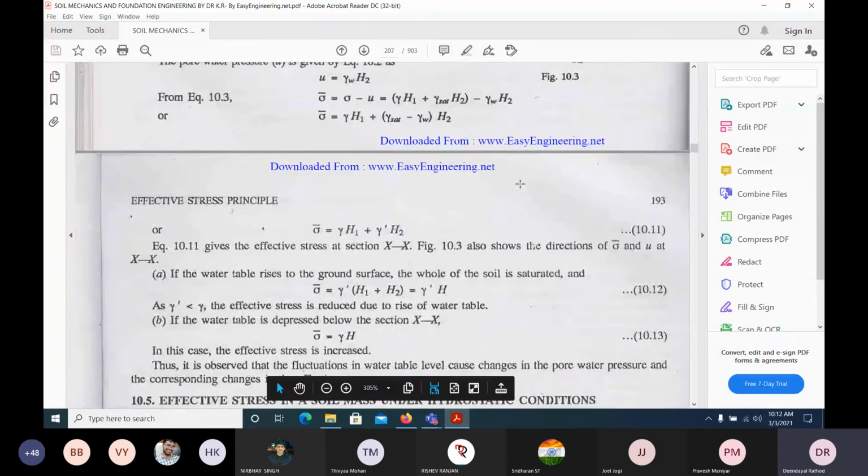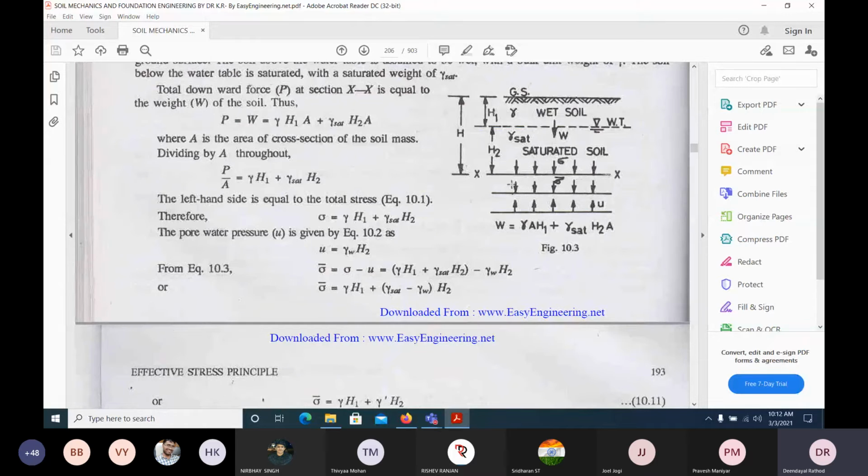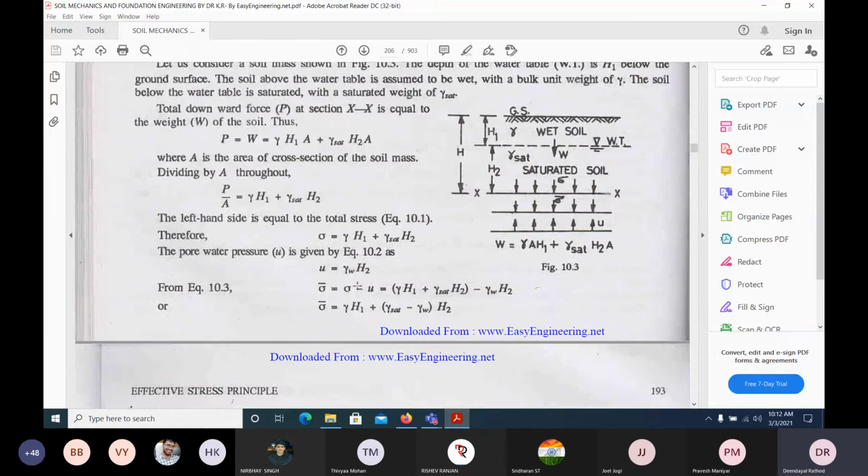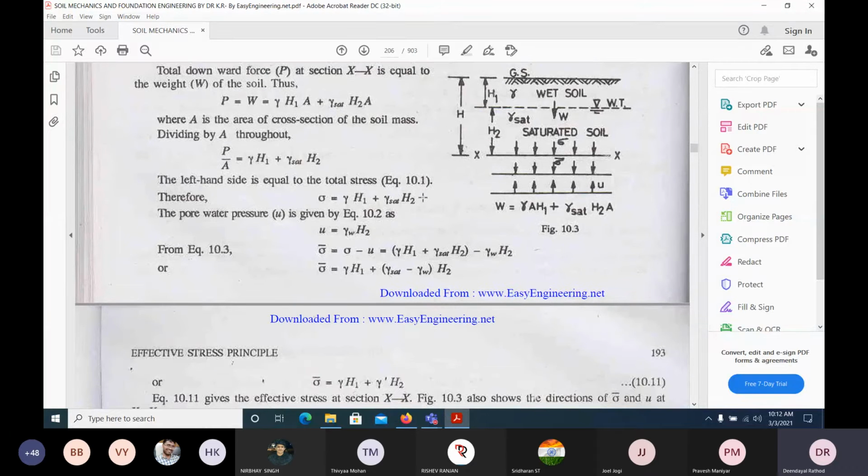If the water table is below, I mean going down, then only gamma multiplied by H. Hope it is clear. Very, very simple thing. Once you read it, you understand these things. Likewise, we can find out the effective stress. What you have to see is that the water table will reduce the effective stress, not increase it.